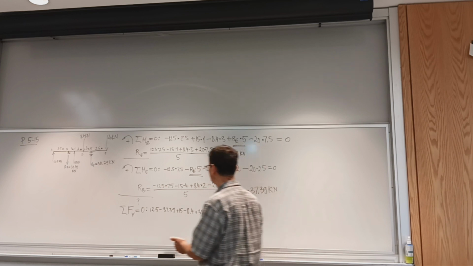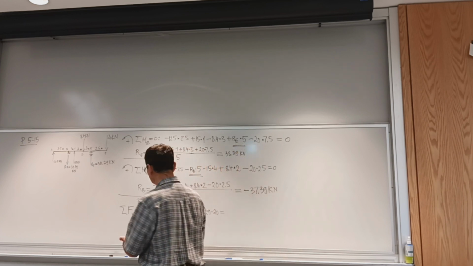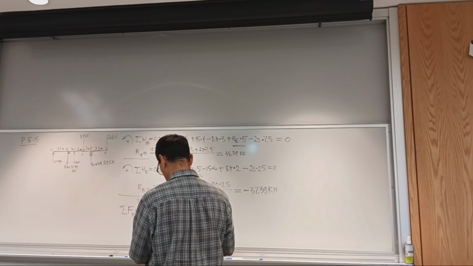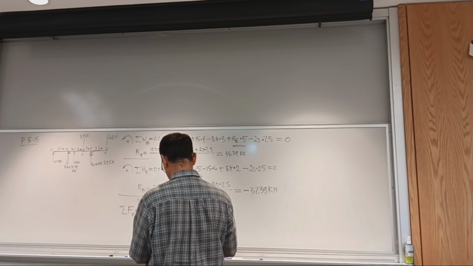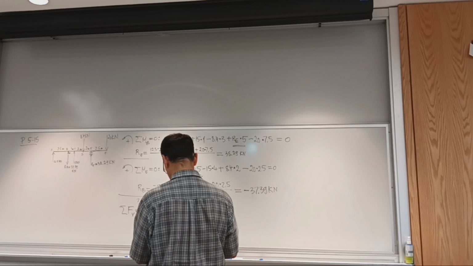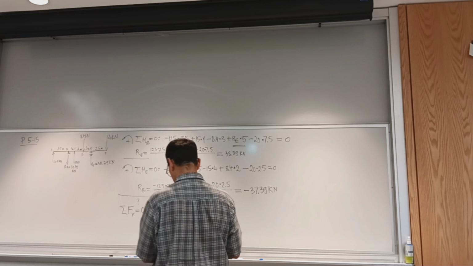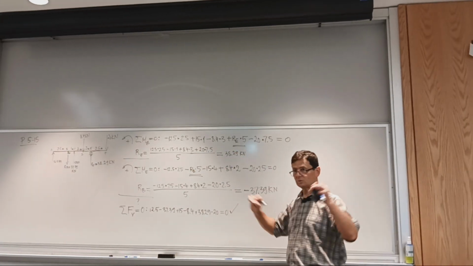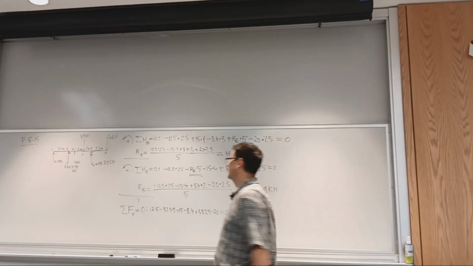Heck, I can punch it again, so I don't confuse myself: 12.5 positive, negative 37.39, plus 15, minus 8.4, plus 38.29, minus 20 equals 0. So it's indeed 0. You know, whistles and bells and firecrackers.